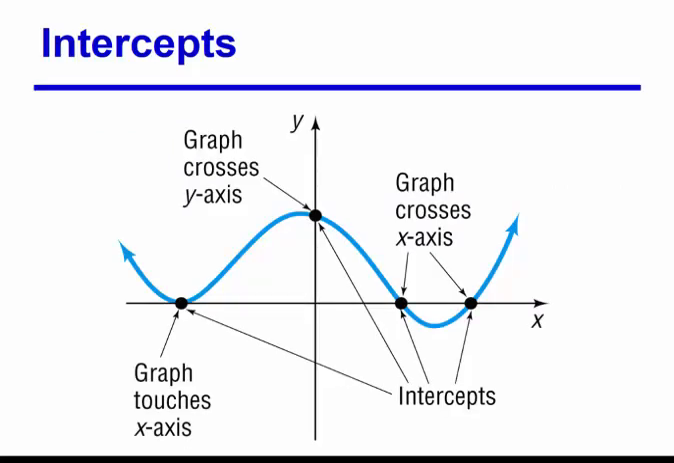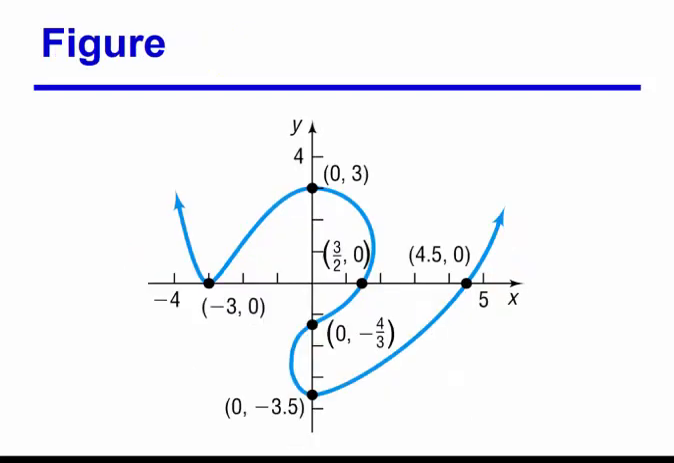And then the next thing we're going to do is find intercepts from a graph. The x-intercept for a graph is where the graph crosses the x-axis, and the y-intercept is where the graph crosses the y-axis. So you can see here that it crosses or touches the x-axis at 3 different points, and the same thing with the y-axis.